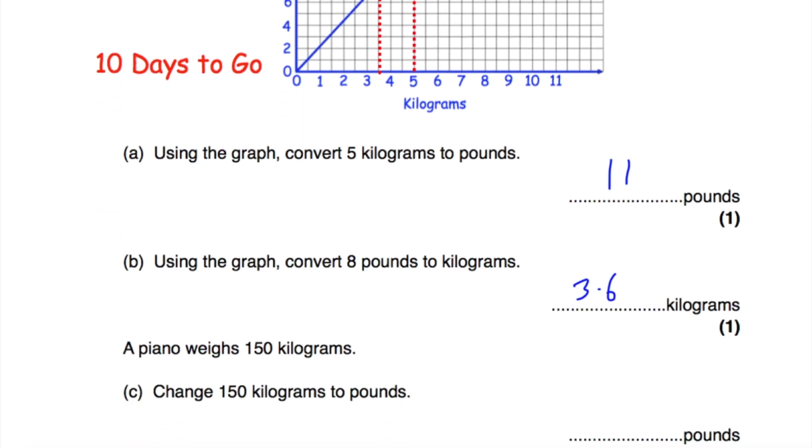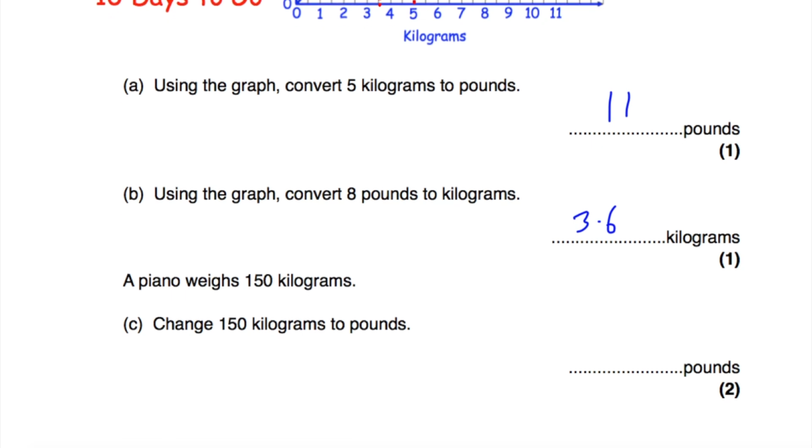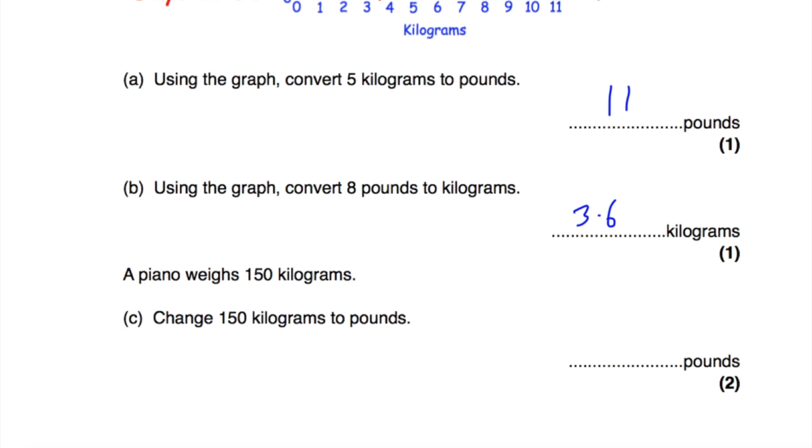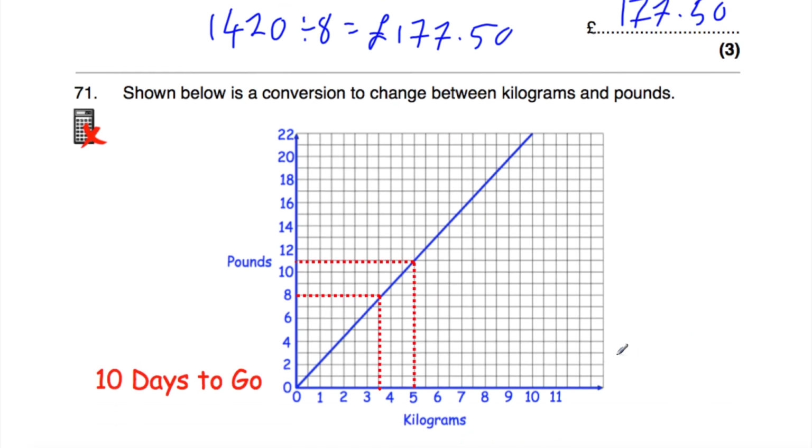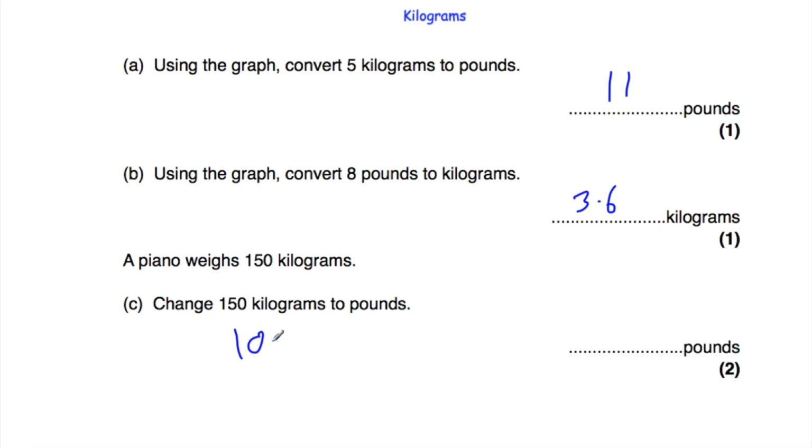Okay, and then we're told a piano weighs 150 kilograms and we've been asked to change 150 kilograms into pounds. So let's go back up. Well, we don't have 150 kilograms here, but we've got 10 kilograms. Let's go 10 up and across and see what we get. So if we go up from 10 and across, that's equal to 22 pounds. So 10 kilograms is equal to 22 pounds.